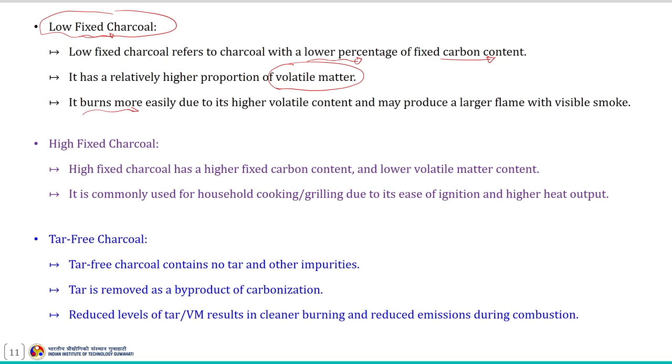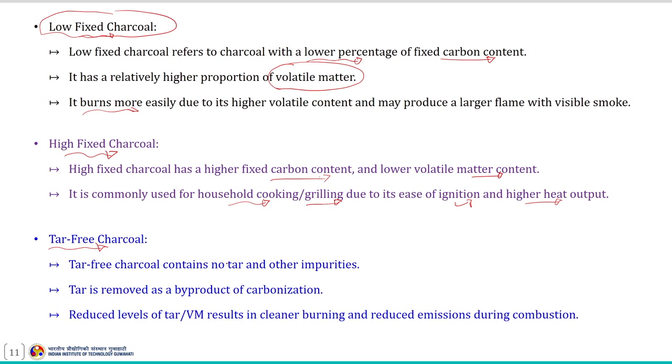Whereas in the case of the high fixed charcoal, it has a higher fixed carbon content but relatively lower volatile matter content in its composition, and that's why it is commonly used for household cooking and grilling purposes due to the ease of ignition and higher heat output which can be obtained from the high fixed charcoal. And the last is the tar free charcoal.